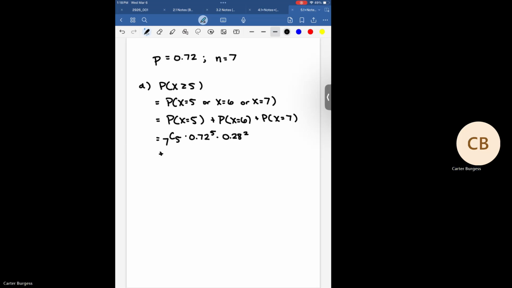Plus 7 choose 6, exact same setup, but we are now raising to the power of 6 and then to the power of 1. And then 7 choose 7, 0.72 to the 7 times 0.28 to the power of 0.